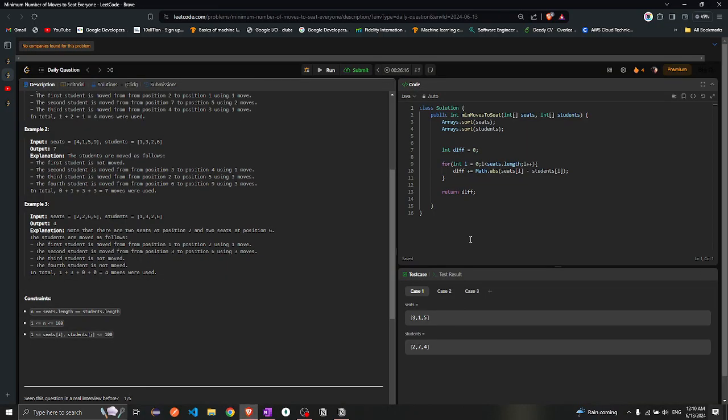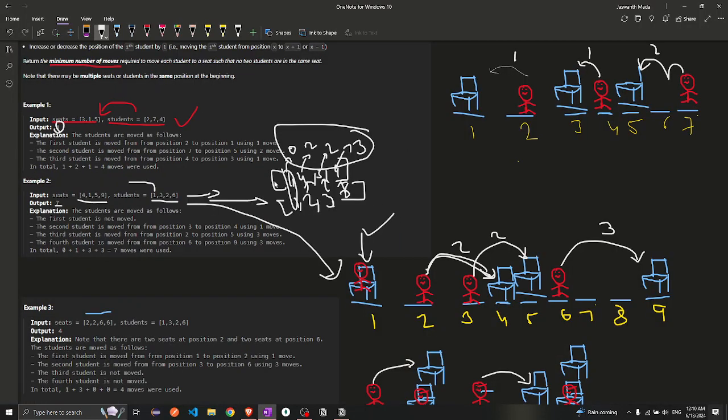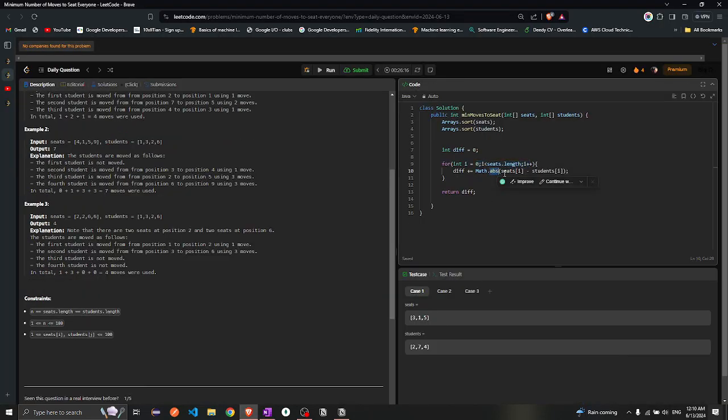So now let's look at the code. So this is just the code, guys. I'm just sorting the seats and I'm just sorting the students. And what I'm doing is, I'm just looping through the entire array and I'm finding the absolute value. Absolute value is nothing but, even if we have negative values, this absolute function will give us the positive value. Suppose we are subtracting seats from students, right? Sometimes seats may be greater or sometimes the student number may be greater, but we just want the positive number of steps, right? So that is the reason I'm applying the absolute function, and then I'm just adding it to the difference, and at the end I'm just returning the difference. That's it, guys.